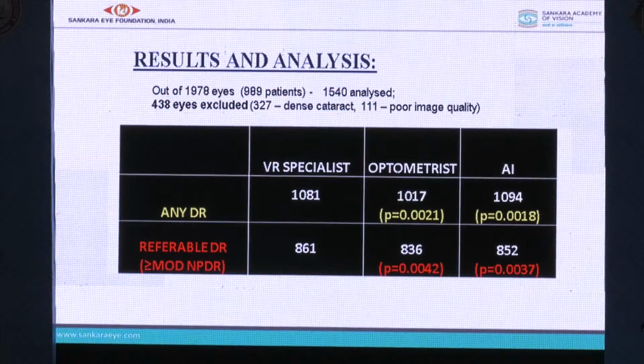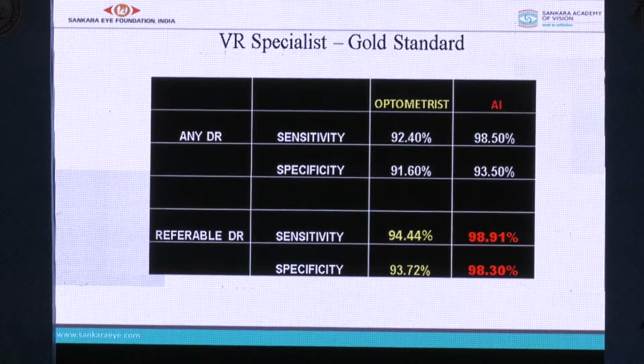Out of the 1978 eyes which we included in the study, 1540 were analyzed. 438 eyes were excluded because of various reasons like cataract and poor image quality. As we can see, VR specialist grading was considered the gold standard to compare the optometrist versus the AI grading. Moderate NPDR and above was considered referable DR. And as we can see, the sensitivity and specificity was very good when picked up with the AI, even better than the optometrist grading, thus making it an effective tool for screening.